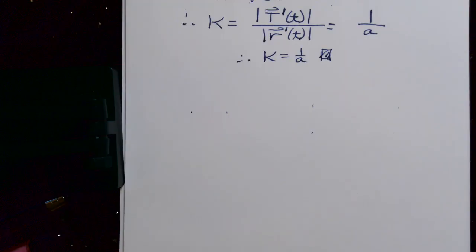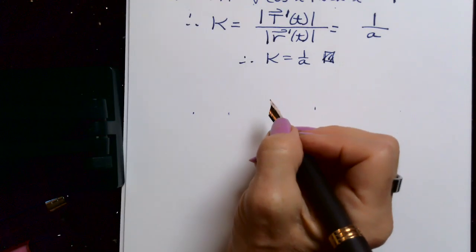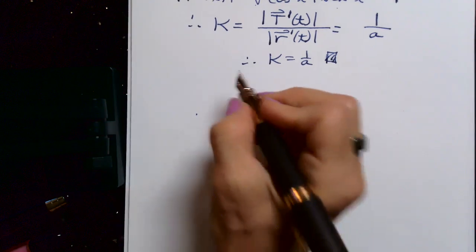All right. So big circles have small curvature, and small circles have big curvature.